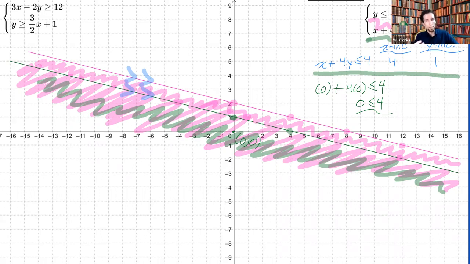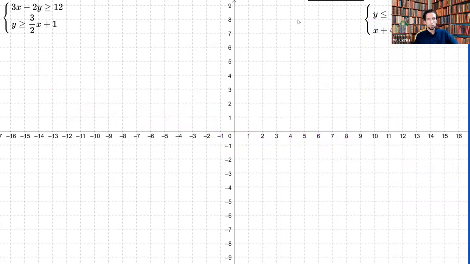If we have just lines that are parallel, there's only one thing, just no point of intersection. But then with inequalities, we have a few extra things that can happen. Okay, let's move on to our application question here.